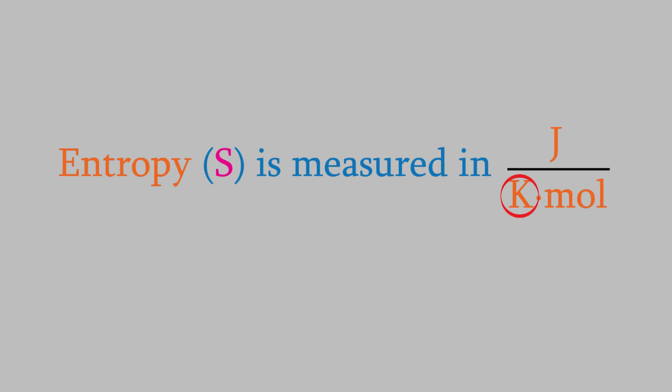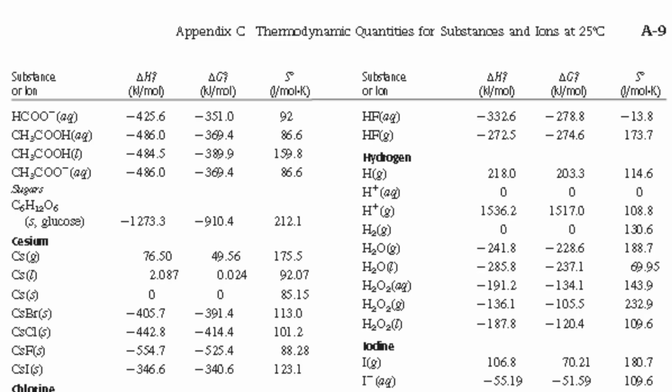If you think about it, that makes sense. We know that the temperature has a big effect on the entropy. The higher the temperature, the more disordered a system becomes. So, the temperature affects the entropy quite a lot. You can actually see that in the data in Appendix C.